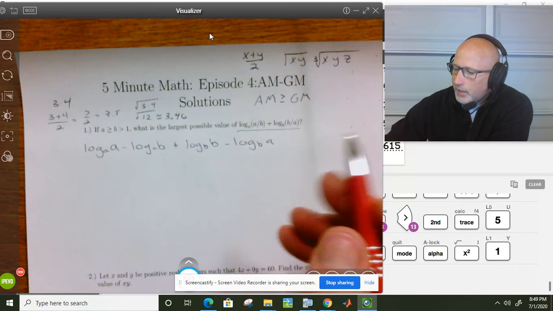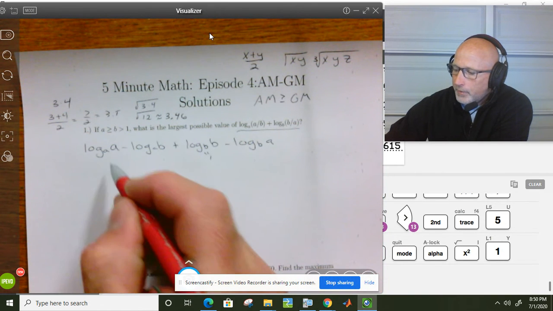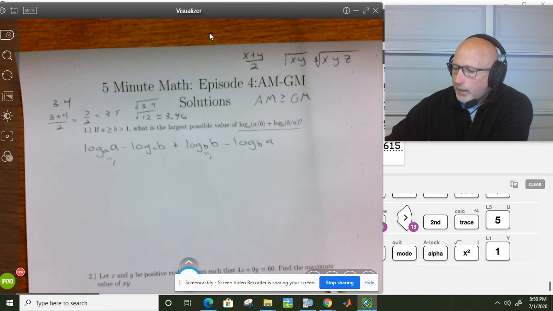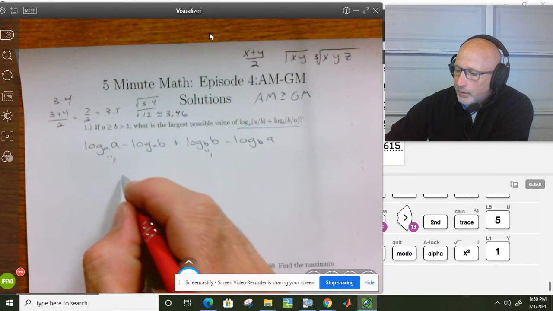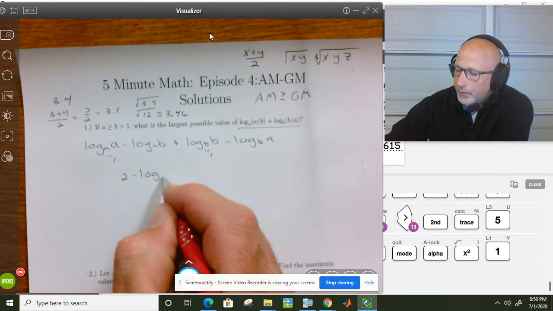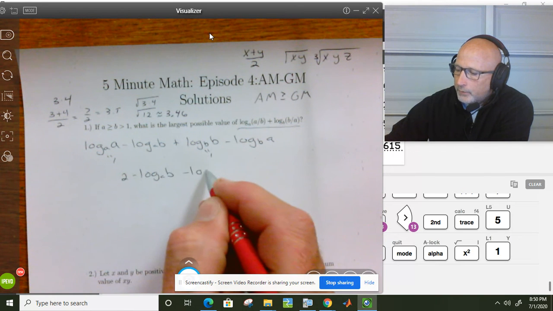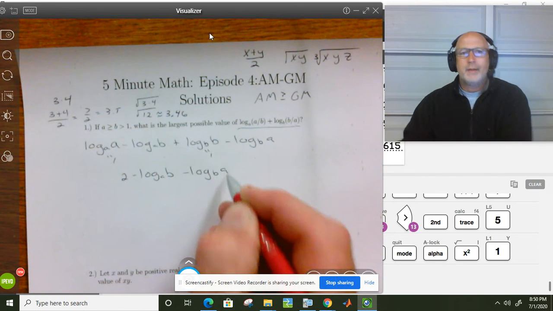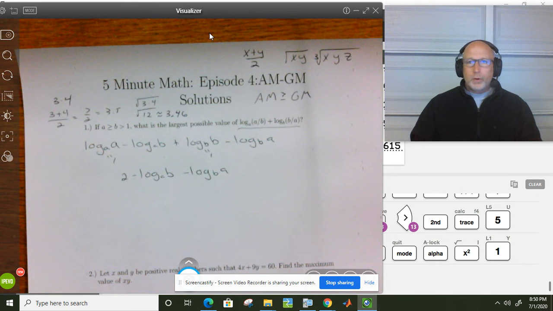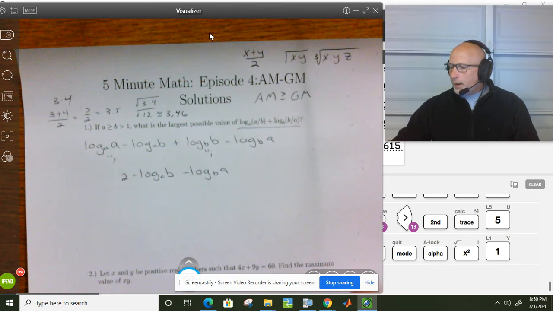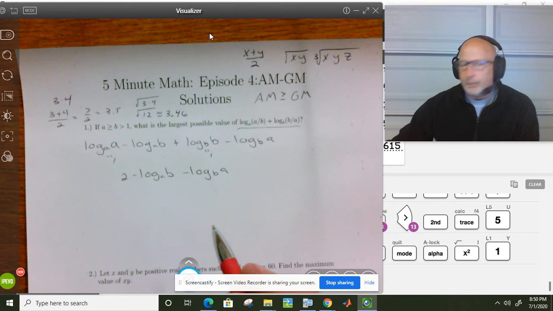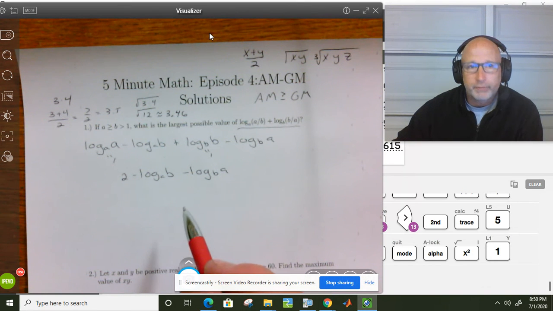Now, hopefully you recognize that this is 1 and this is 1. So adding those two together, you get 2 minus log base a of b minus log base b of a. And then that gets to be the tricky part, like what do you do with those? Okay, so what I'm going to use is something called the change of base formula.